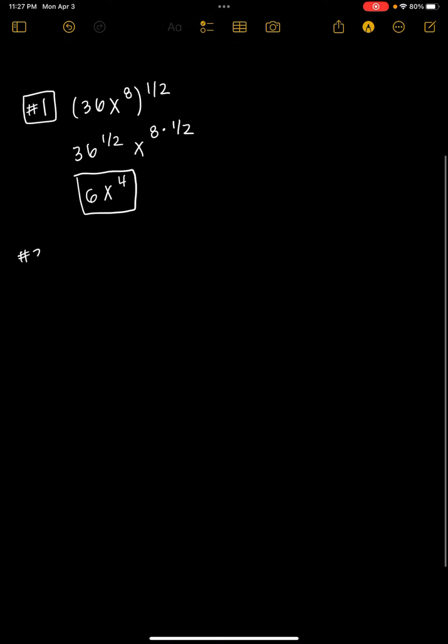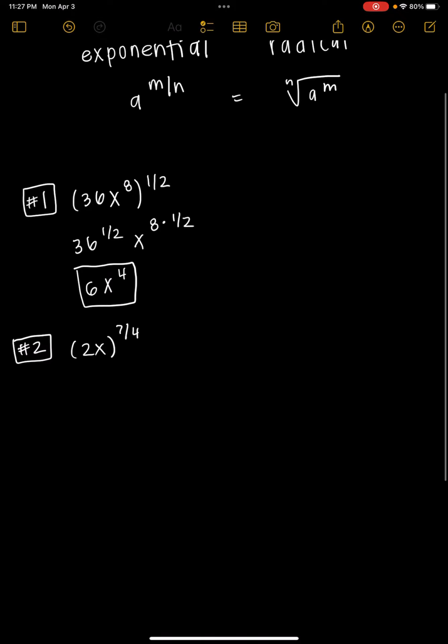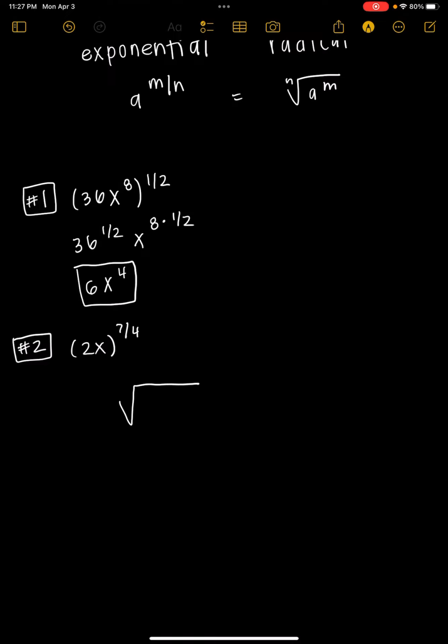So for the second example, we have (2x) to the power of 7 over 4. So like this says up here, what I'm going to do is take that denominator, which is 4 in this case, and wrap it around to go inside the root to make it a 4th root like this. And then we keep the 2x inside parentheses, and that's just now to the power of 7 because that 4 wrapped around. And that's my final answer. I'm done. That's my radical form, what we wanted.